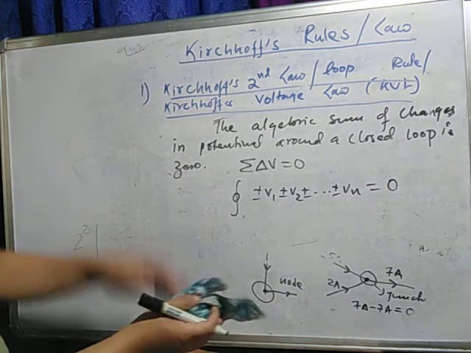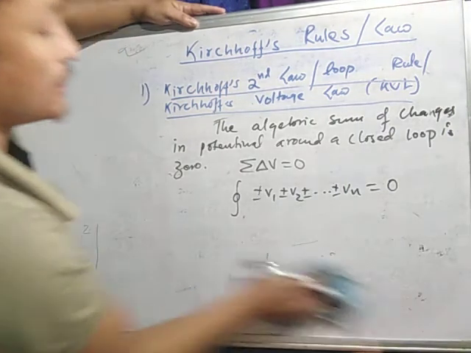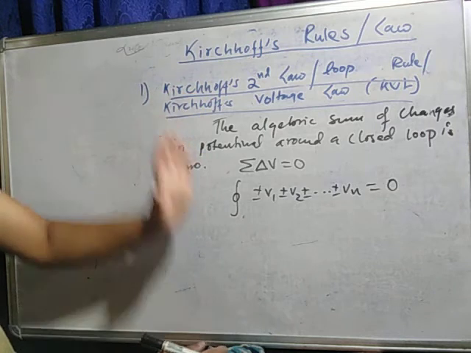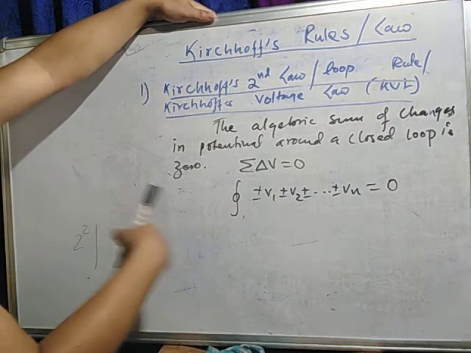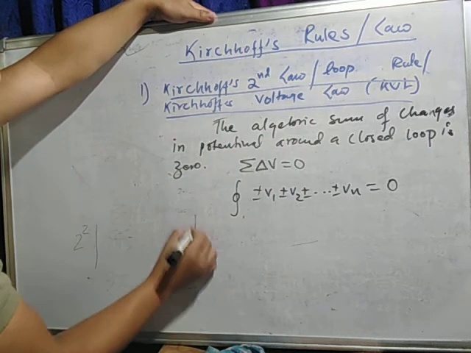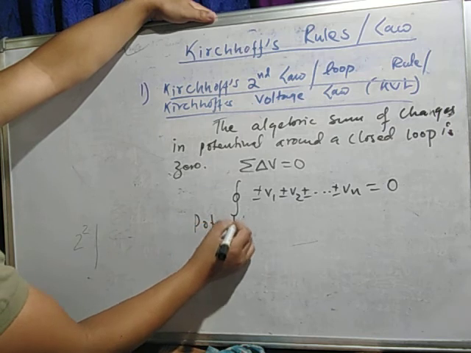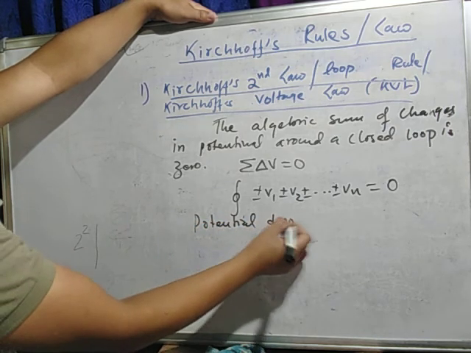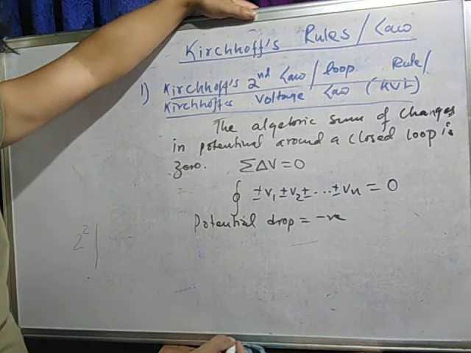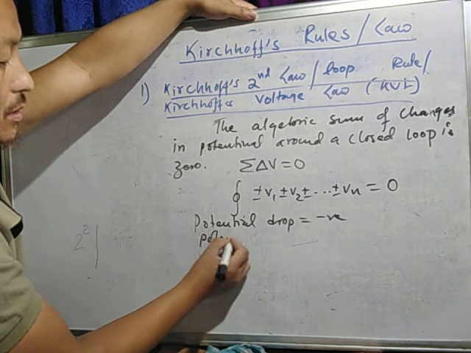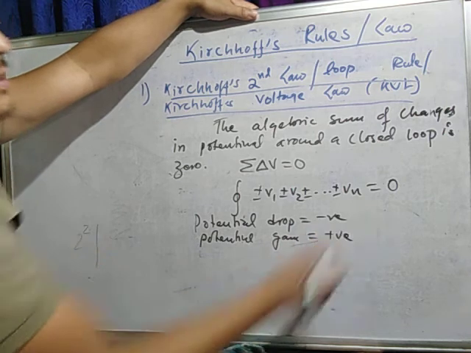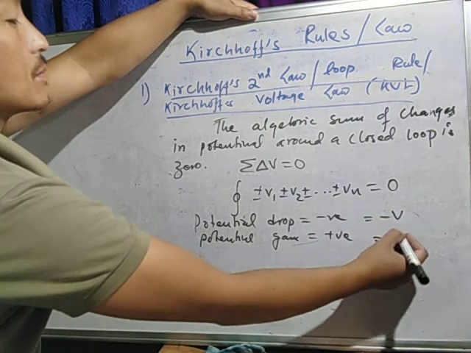So what it means is that algebraic sum, isn't it? If you add the potential drop and potential gain, isn't it? In a closed circuit there is potential drop, isn't it? Current coefficient potential drop. So write down potential drop. You have to take negative. And potential gain you should take positive, clear. So this would be minus of V, this would be plus of V, clear.